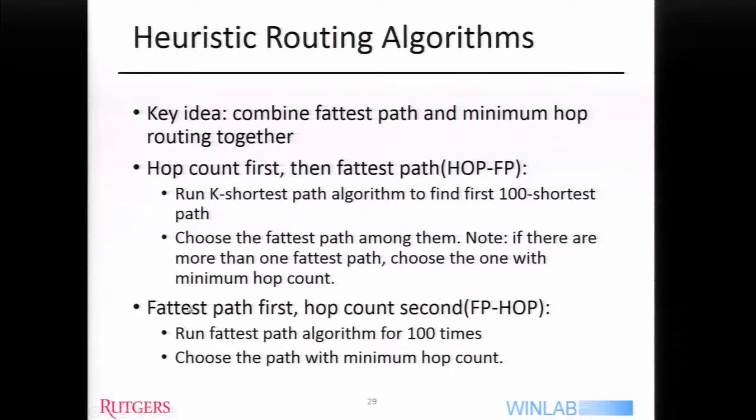The second heuristic algorithm is that we run the fattest path algorithm 100 times. That gives us several fattest paths. Then among these fattest paths, we choose the path with the minimum hop count.